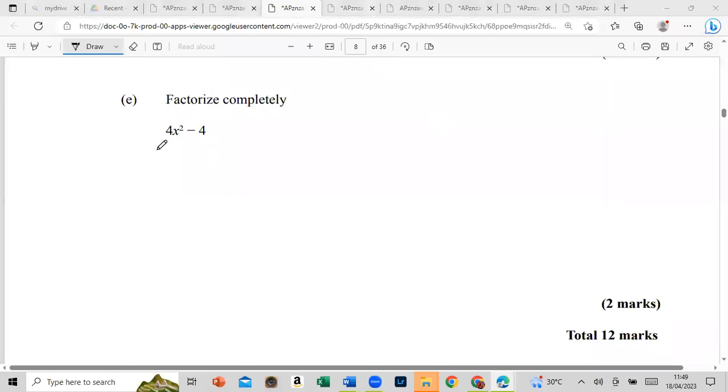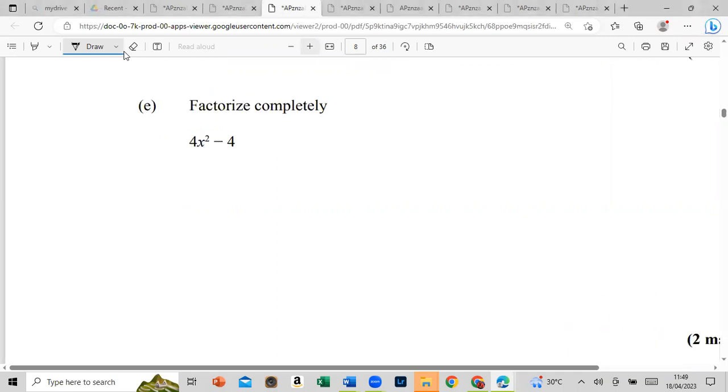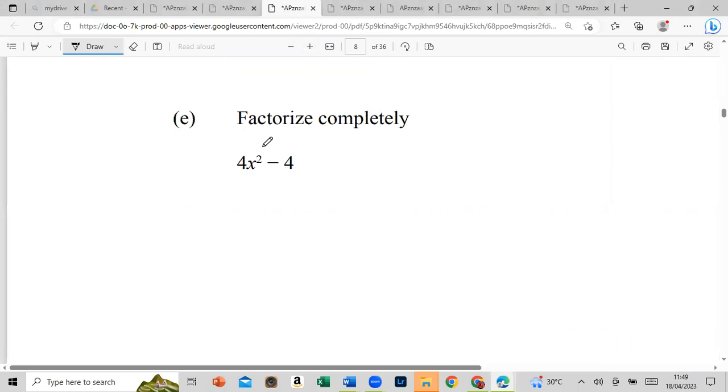Alright, so this one says factorize completely 4x squared minus 4x. So we can do it one of two ways. I'm going to do it both ways. First, I'm going to factorize like the difference of two squares. So this will give us the square root of 4x squared, which is 2x, and the square root of 4, which is 2. So we have 2x on either side, and then we add 2 with minus 2. That is one possible solution.